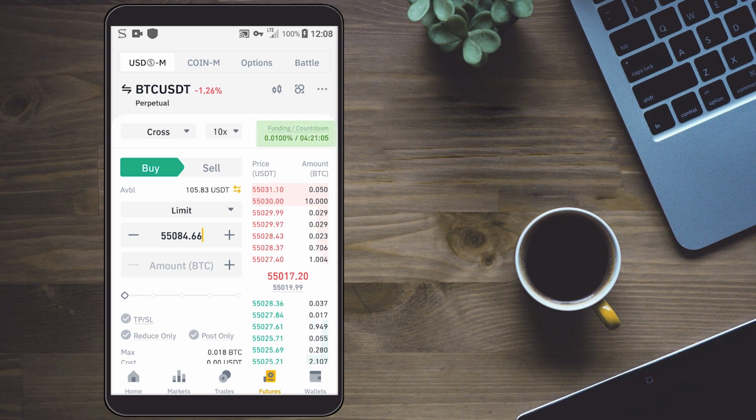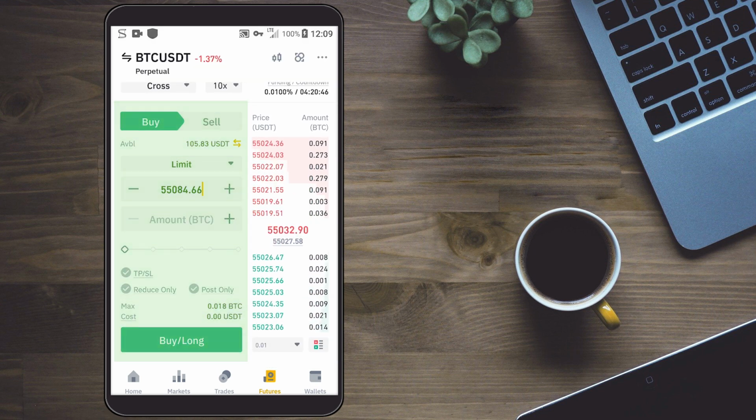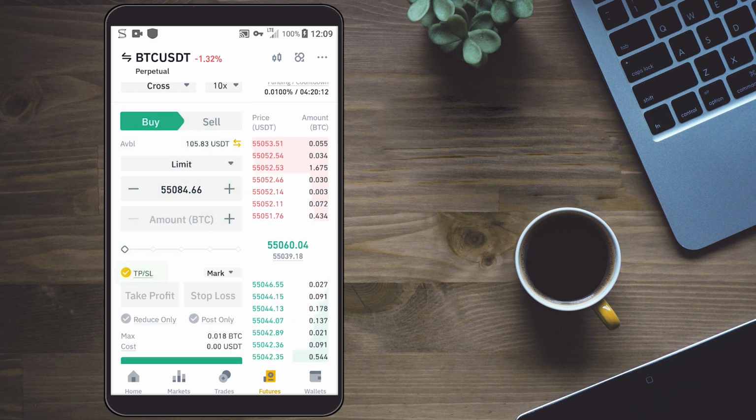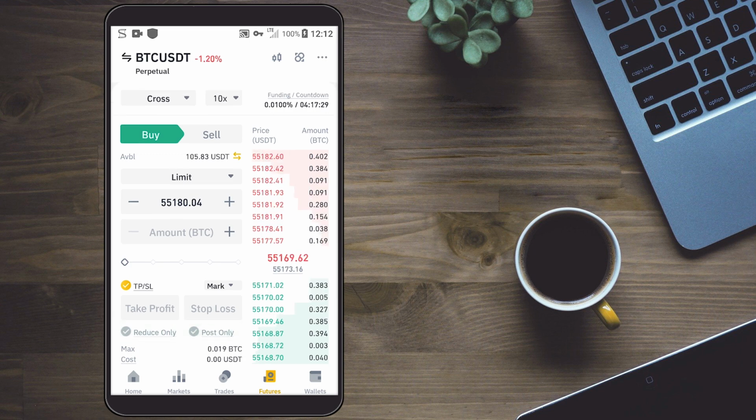Here it shows the funding rate and the countdown. Here we have the order book, and this part is actually where you place buy or sell orders. Here, by selecting this option, you can set the stop loss and take profit orders at the same time when you're placing your order. And here we have the reduce only option, here the post only option. Let's place an order to see how it looks. Let me unselect this TPSL option.